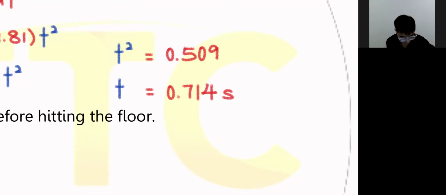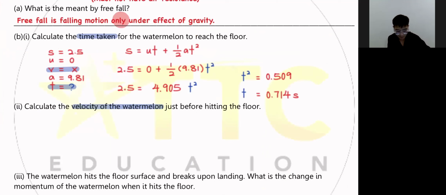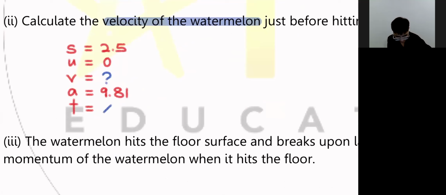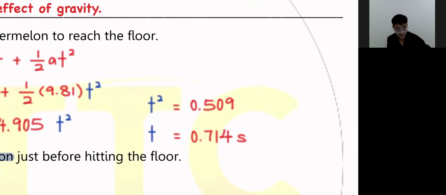Okay. Now, next one. Like I said, the next part is actually the same type of question. It's just that the question asks you to calculate the final velocity. So instead of you not having the v, now the question is asking you to find the v. So you put the question mark on the v, but now assume that you don't have the time, even though you already know the time taken is 0.714 seconds.